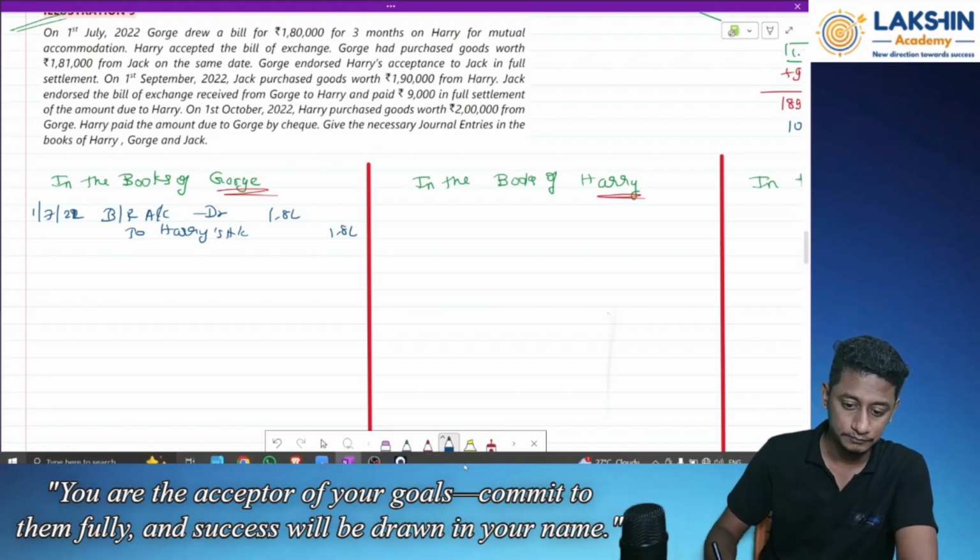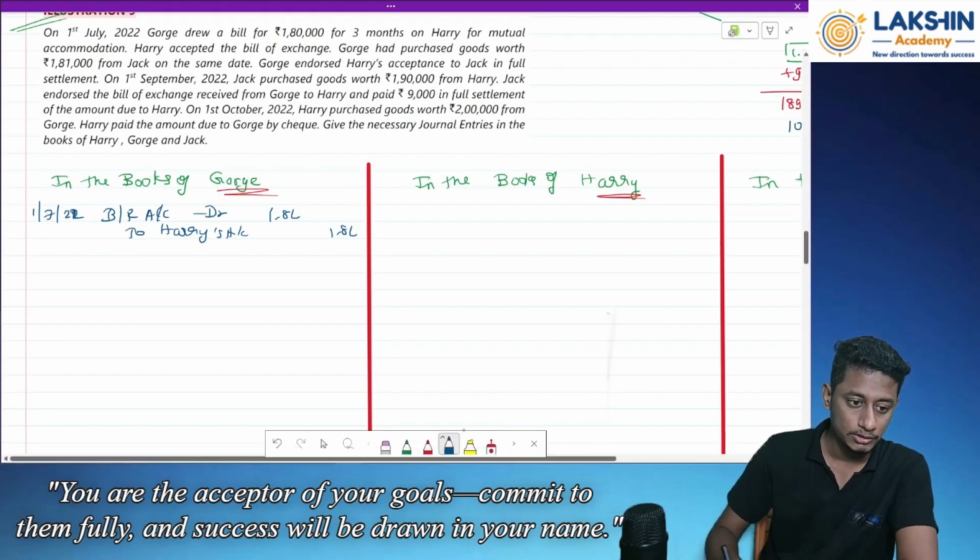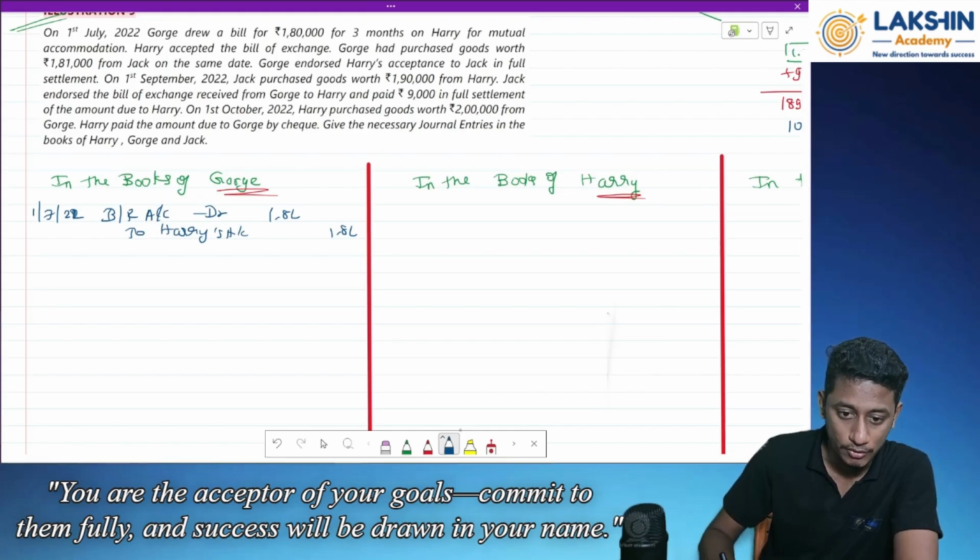Now, in the books of Harry, on 1st of July 22, what has happened again? Bill payable, right? So to bill payable account, and I am debiting whose account? What was his name? George's account.